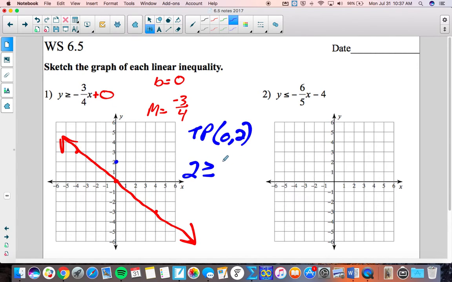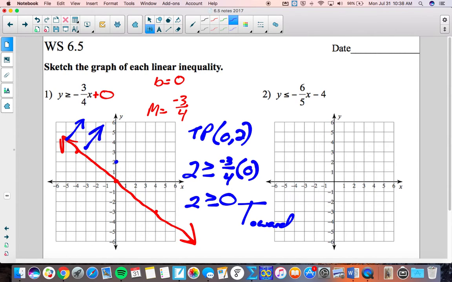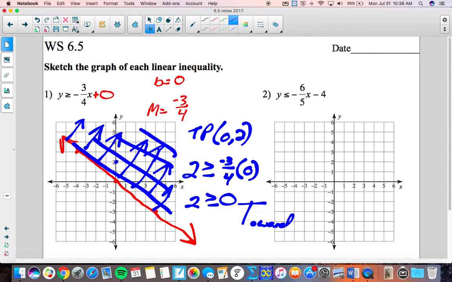So 2 is greater than or equal to -3/4 times 0. I had a fraction, but I'm multiplying it by 0, and 0 times anything is 0. So I simplified that. Now I analyze: is this true or false? Is 2 greater than or equal to 0? It's true. That means from the line, I'm going to shade towards the point. So this whole region here, including that line, is my solution set. All those points make this inequality true.